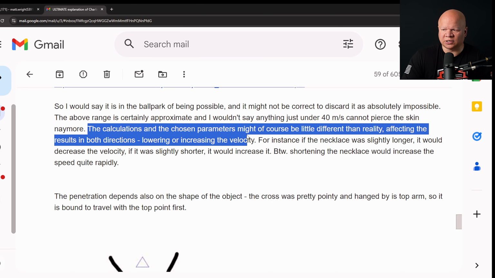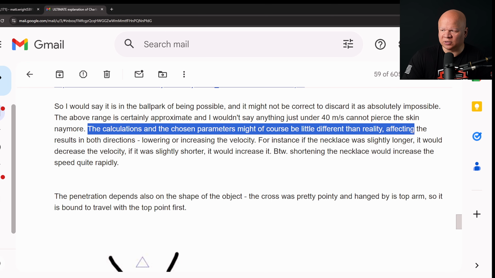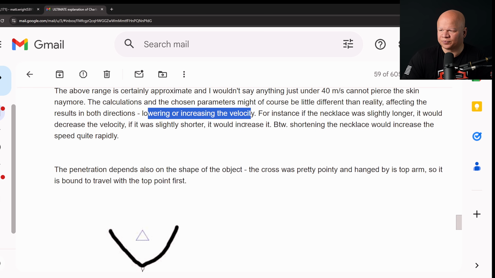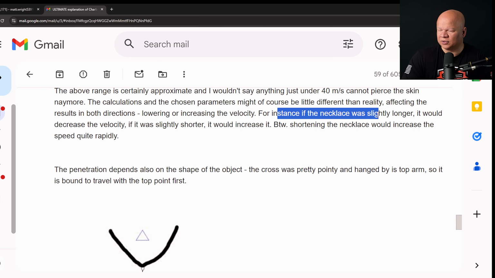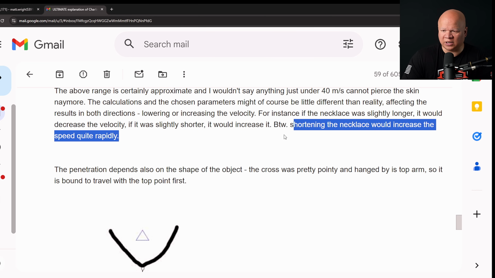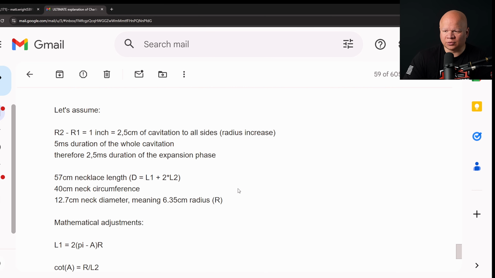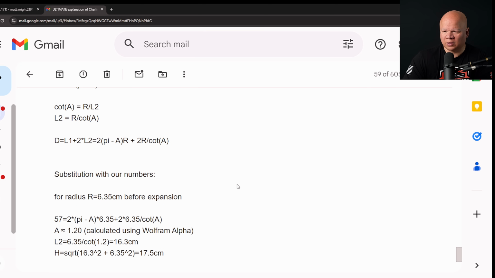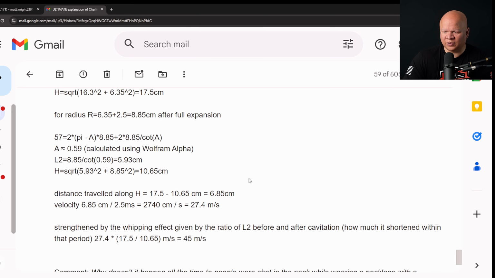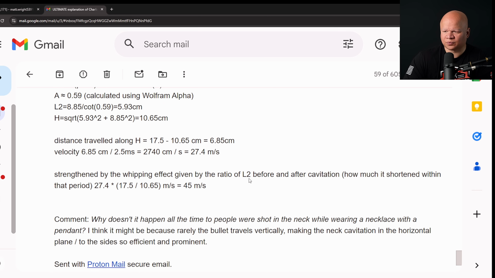"The calculations and chosen parameters might, of course, be a little bit different than reality, affecting the results in both directions, lowering or increasing the velocity. For instance, if the necklace was slightly longer, it would decrease the velocity. If it was slightly shorter, it would increase it. Shortening the necklace would increase the speed quite rapidly." So here's the new math. Go ahead and screenshot this and test it out. Same here. Screenshot that. Test it out. And the final, test that out.